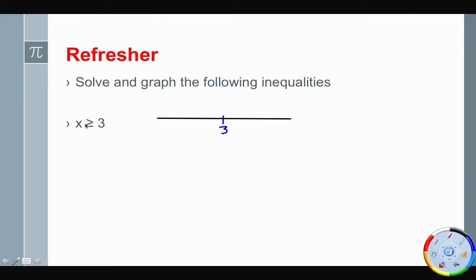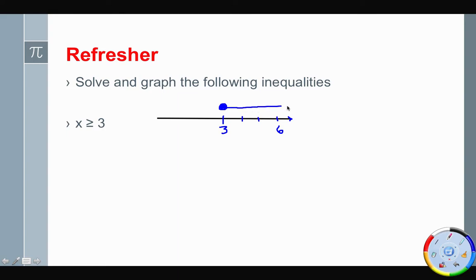And as you recall, we want to start at 3. The x is greater than or equal to 3 means all of the numbers that are bigger than 3. And we need to include the number 3 because of the equal sign. So in order to show starting at 3, we need to put a dot because it's greater than or equal to. We're going to fill in that dot.